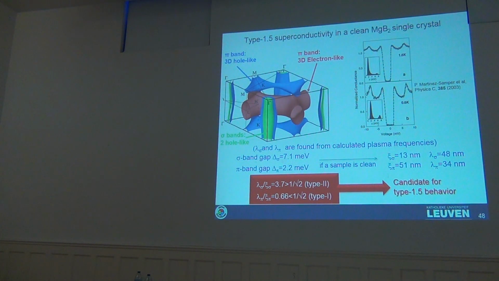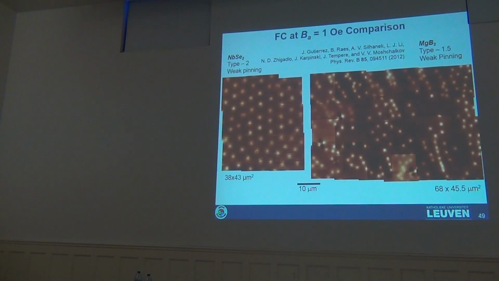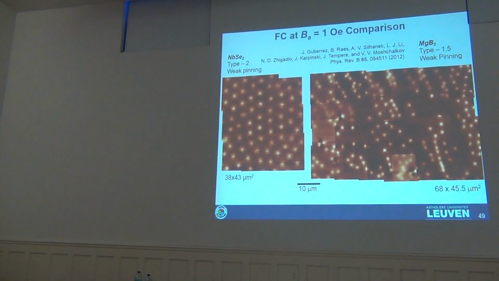But of course, I have to repeat again that you have to be very careful with the quality of the crystal. If you reduce the mean free path, then as you know, these type 1 materials automatically become type 2. So then we were always measuring in the same run, for reference, niobium diselenide, Abrikosov vortex lattice, and then surprise, surprise, you have domains that are vortex free and domains where you have a lot of vortices, vortex rich.